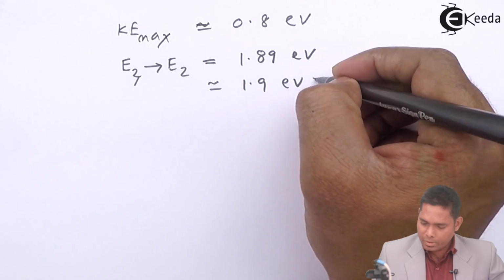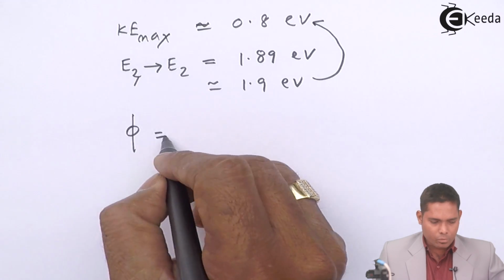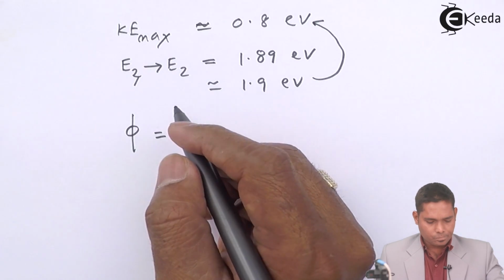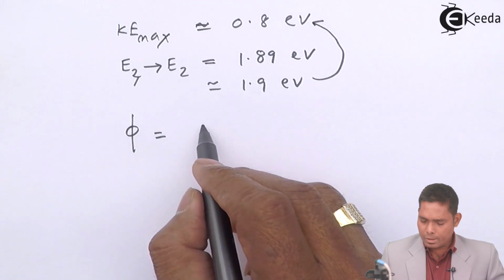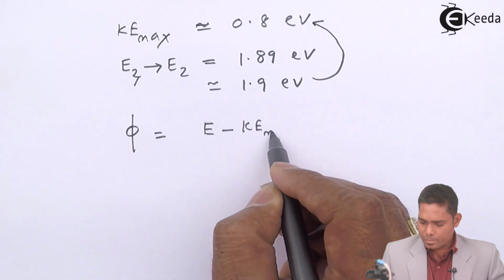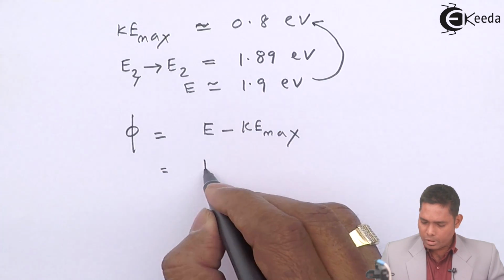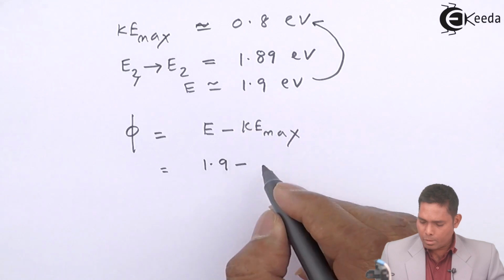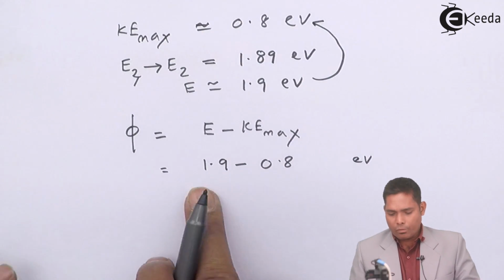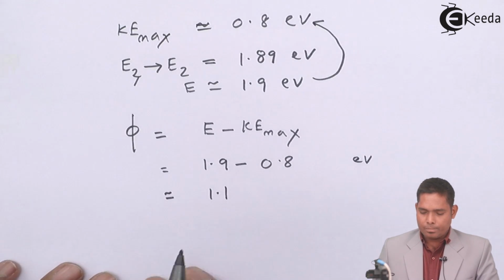So if I subtract these approximate values, then my phi from equation 1, the equation 1 was the total energy minus the Ke maximum. This is the formula, so this is your E value. I put here 1.9 minus the maximum kinetic energy value 0.8. All these are in electron volt. If I subtract that approximately, I will get 1.1.